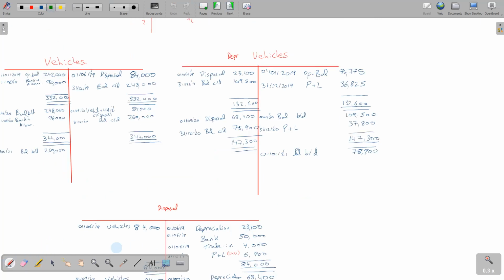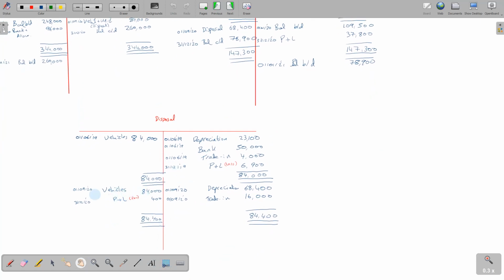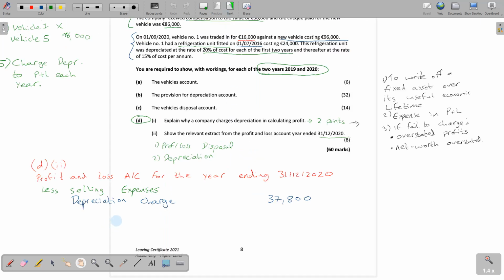Then we also made a gain from a disposal of a fixed asset. So we could just say in our gains, you have gain from disposal of a fixed asset, and that was 400. And that's kind of the only thing you need to do.